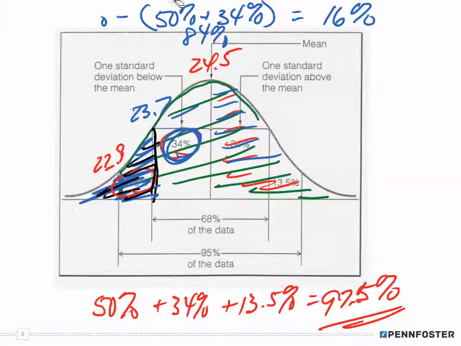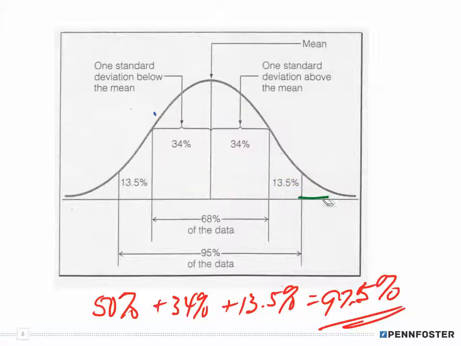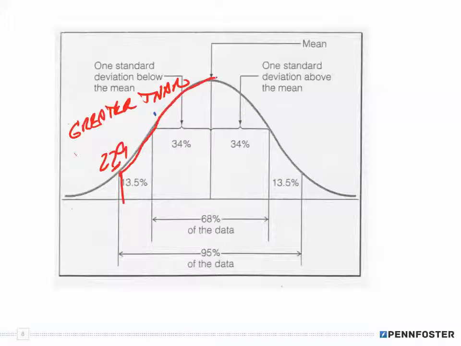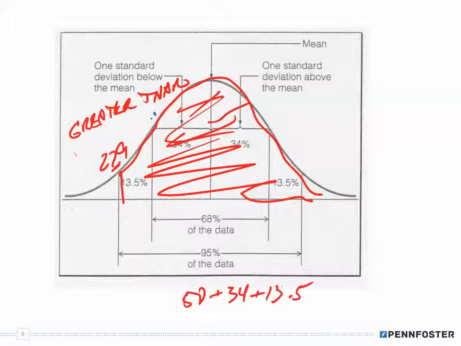Right? So let me erase all of that. Just go back over that real quick so it's a little bit cleaner, because I was doing both problems. Okay. Remember, for the 22.9, we were being asked greater than. Okay, so that included everything here under the curve. Okay, and that's why we took the 50 plus 34 plus the 13.5 because it's all greater than. Okay, that's what the question is asking.